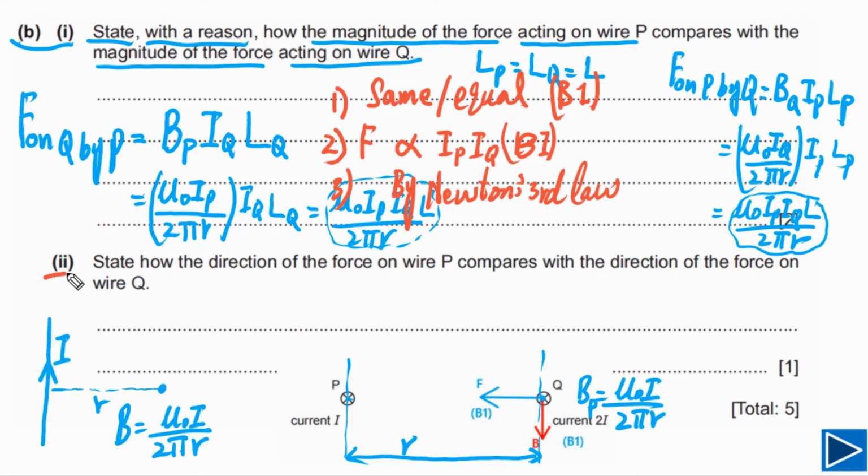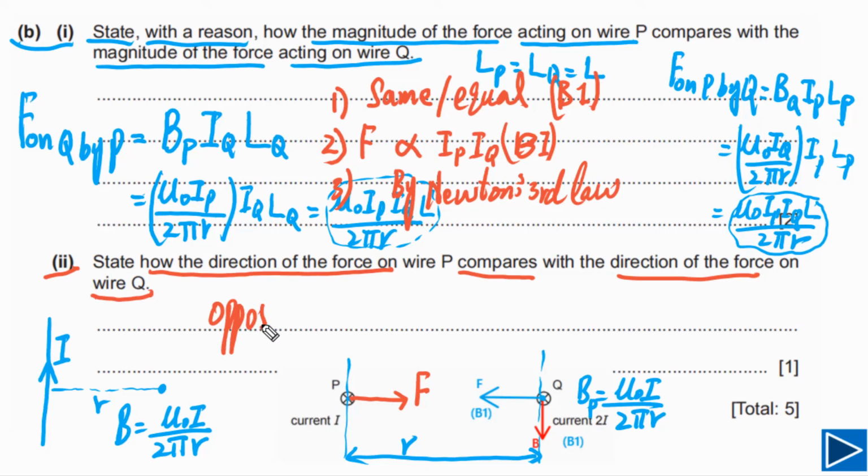Now for the next question, the second part: state how the direction of the force on wire P compares with the direction of force on wire Q. We have already discussed this point. Forces on these two wires are in opposite directions. So the force on Q is to the left, and the force on P will be to the right. So simply you can say forces are in opposite direction. That's all we have to write down for this question.